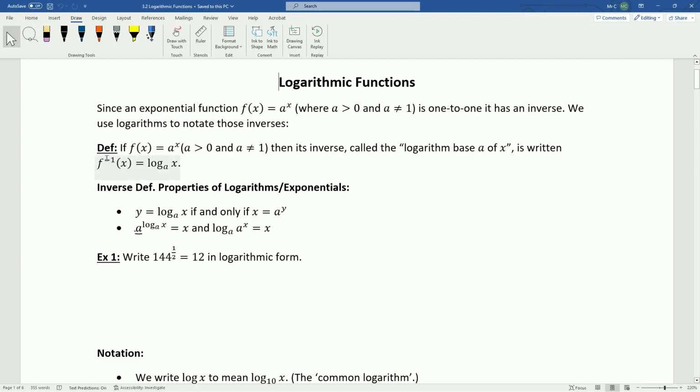So, definition: if f of x equals a to the x, where a is positive and not equal to 1, then its inverse, called the logarithm base a of x, is written f inverse of x equals log base a of x.